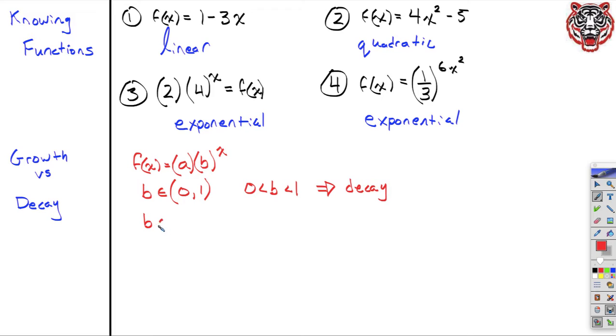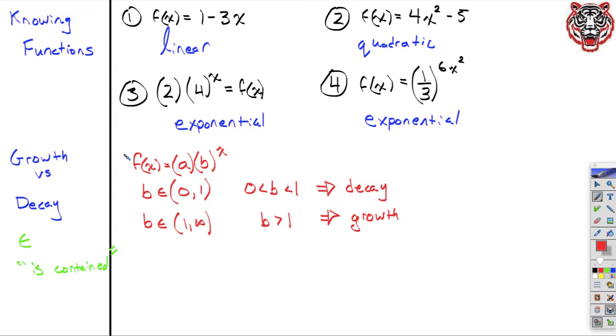Now if b, notice that we don't care what a is, we don't care what x is, we only are looking at b, that base. If b is between 1 and infinity, so that little symbol means b is contained, I can write that out on the side. The little E means is contained. b is contained in the interval 1 to infinity, or you can alternatively just say b is bigger than 1. That means that we have growth.